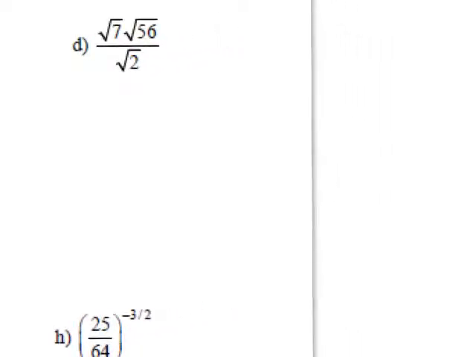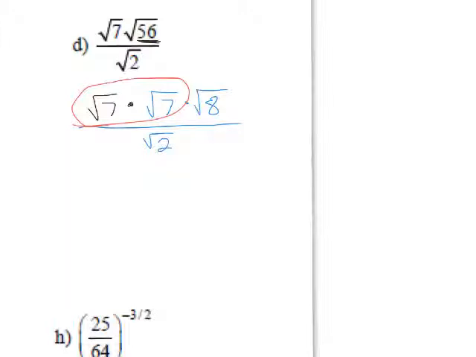Example 1D. Looks like we have several radical expressions here, and what I'm going to do is split up this 56. I see that root 7 is the first one, and then the 56 can be split into 7 times 8. So root 56 would be root 7 times root 8, and all of that is over root 2. I can collect my root 7 times root 7. That would just be 7. And then I've got the root 8 over root 2.